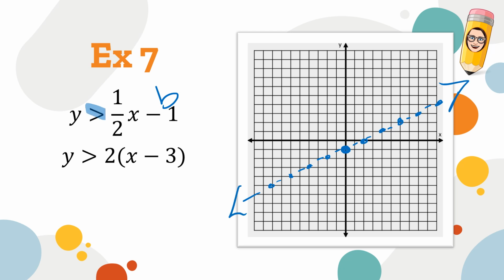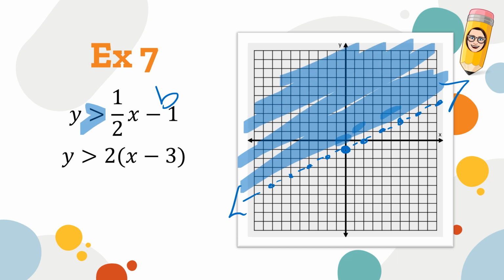Our shading says greater than. We're going to shade greater than every dot. So that means above the line, if I shade above the line.